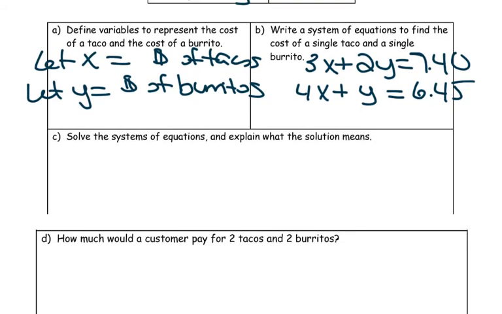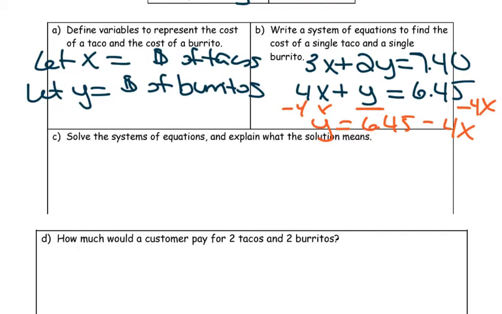All right, so now it says solve the system of equations and explain what the solutions mean. If I'm looking at our two equations and thinking what method I would want to use, for me personally, I would choose substitution only because the y in the second equation is already by itself. I don't really have to do much. All I would have to do to get y by itself would be to subtract 4x from both sides. So then I would have y equals 6.45 minus 4x.